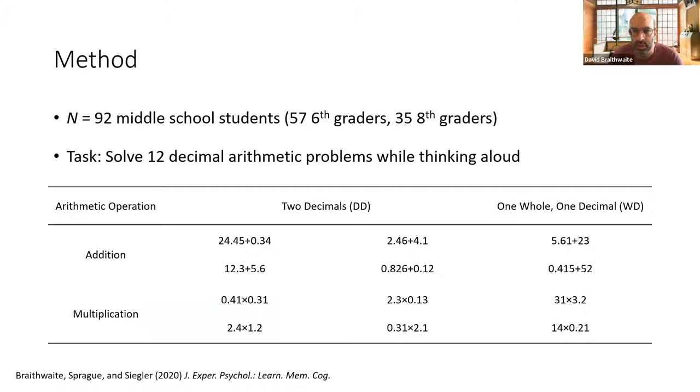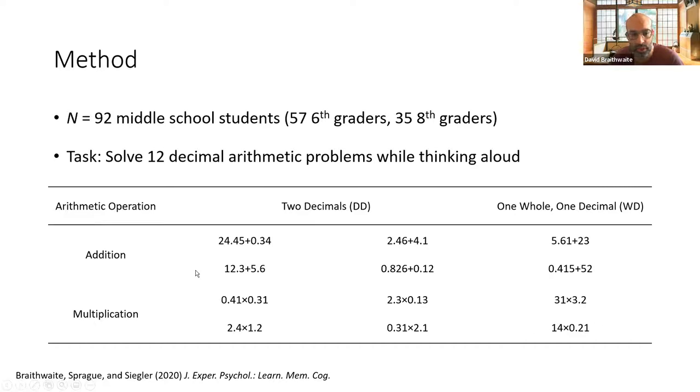So this is the methodology of the study. We looked at 92 middle school students, including sixth and eighth graders in the United States. Each student solved a set of 12 decimal arithmetic problems that are shown here. They were asked to think aloud while solving the problems and also to record their work as well as their final answers. As you can see at the bottom, the problems included six each of decimal addition and decimal multiplication problems.